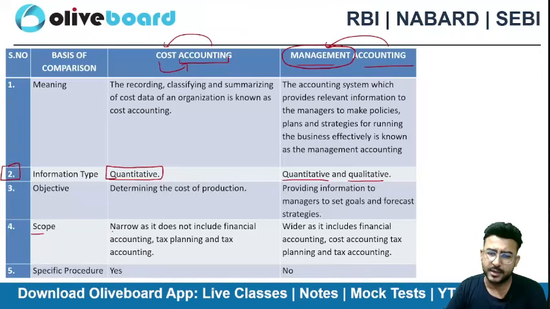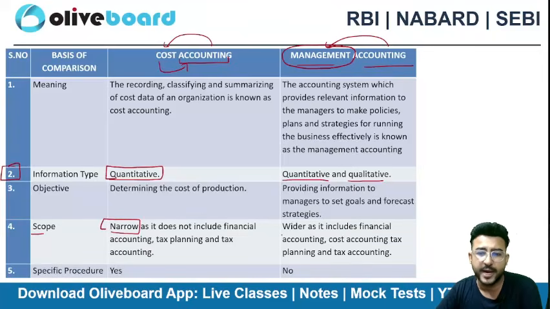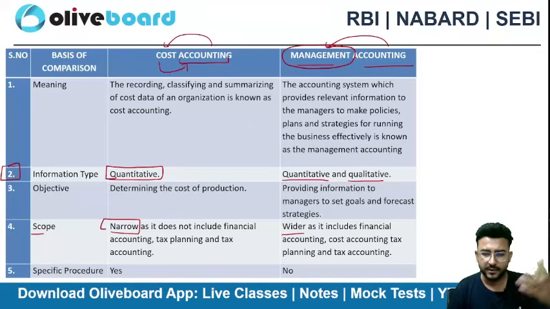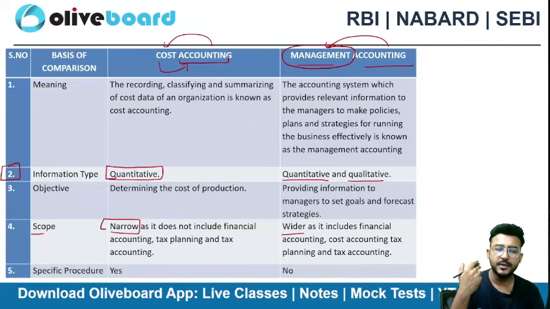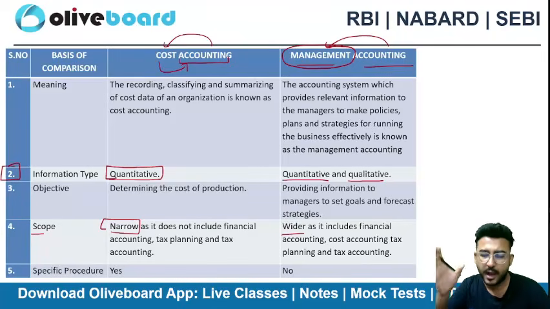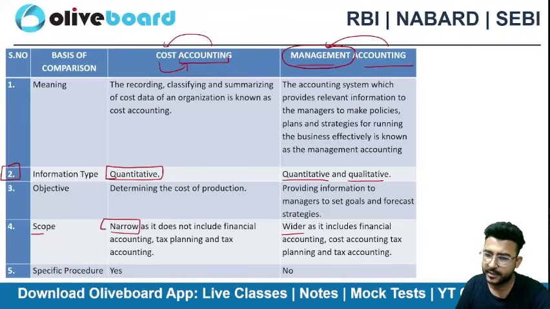Scope of cost accounting is narrow in nature, whereas management accounting is wider in nature, because management accounting may include data from different sources, like even financial accounting, cost accounting, tax planning, tax accounting. There can be multiple sources for management accounting. Why? Because the whole focus is we have to make accounting so that it enables to make you better decisions, right? So n number of sources can be there for management accounting.